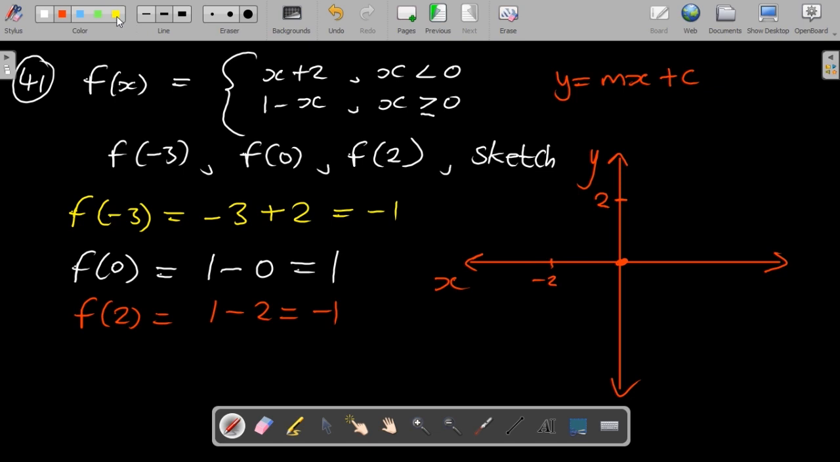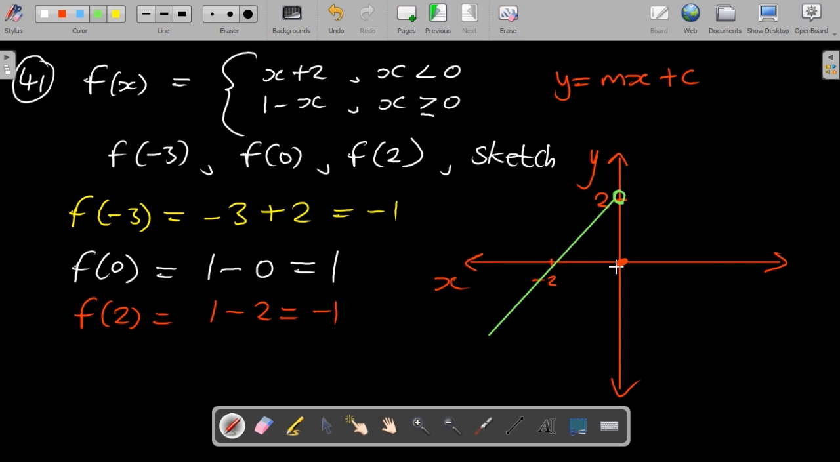So your graph should look like this, where x is less than 0. So this is what your graph should look like. It will cross at minus 2 on the x, as well as at 2 on the y. And the condition is x less than 0, so that point there will actually be open. So that point is not included. And your graph goes on and on to the left.